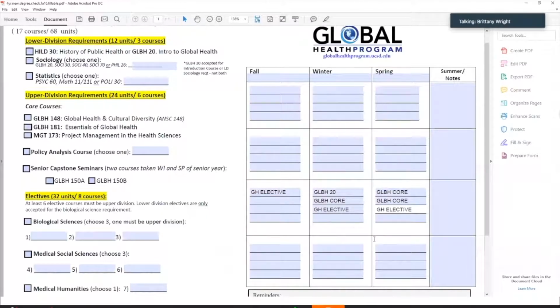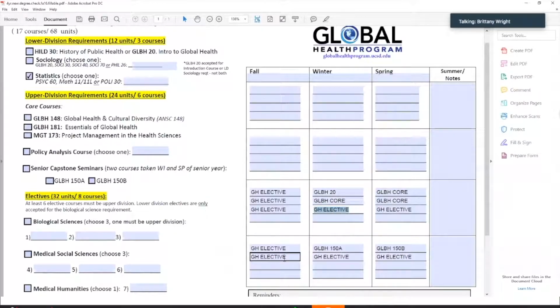a little more flexible. So then you would put the global health 150A in winter and global health 150B in spring. And so if you count your electives, so you have policy analysis, and then you have 9 electives here, so you can kind of say 1, 2, 3, 4, 5, 6, 7, 8, 9. So if you planned out in a 2-year plan, this is just kind of a sample of how you can kind of, if you've already completed stats and you need your sociology course here.